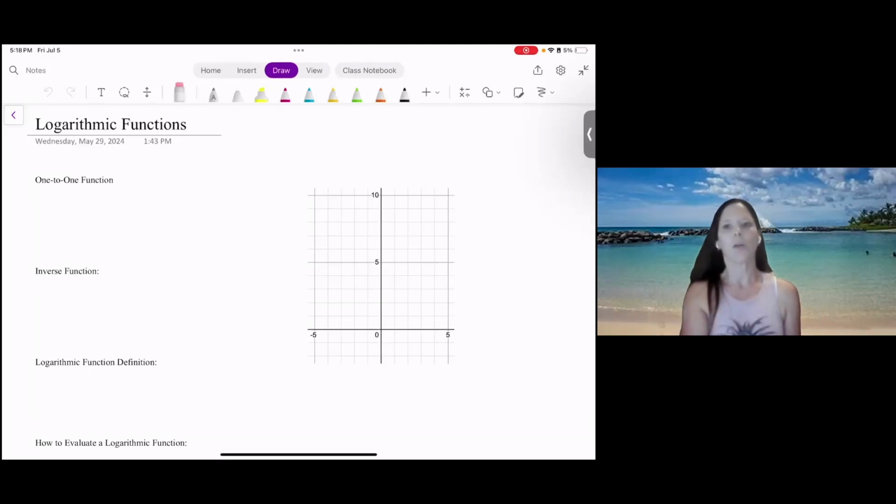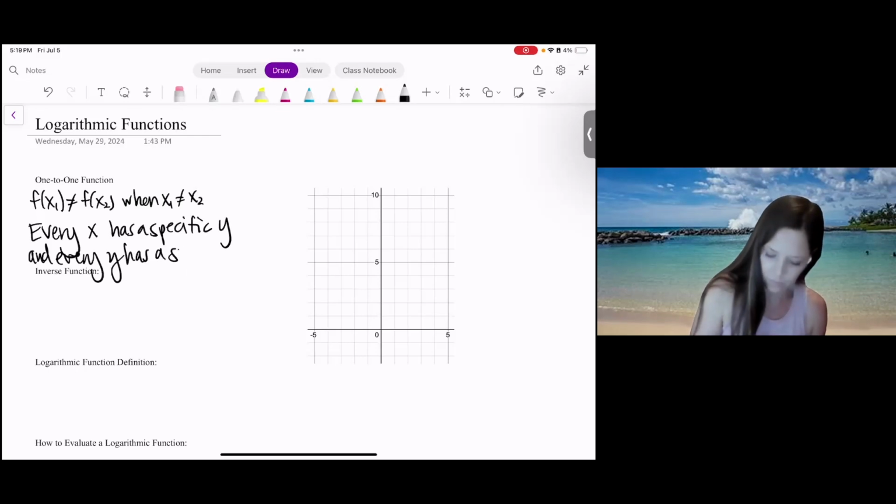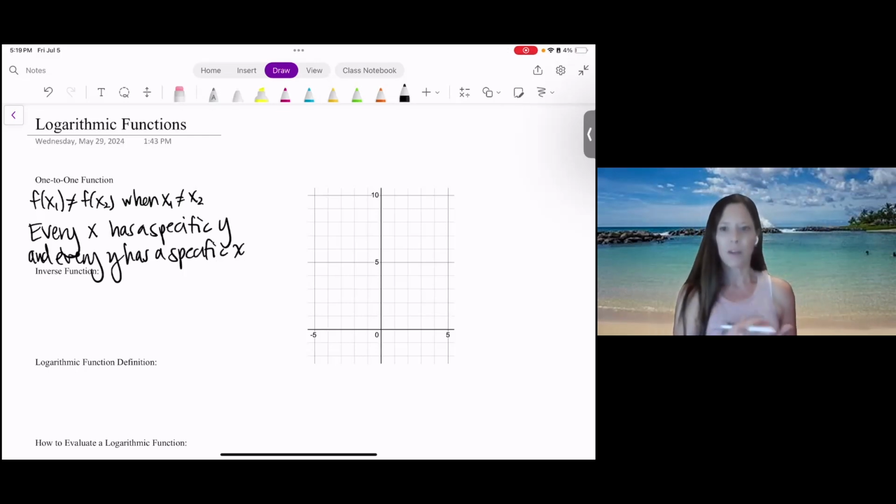And in order to really get an understanding of logarithmic functions, you need to understand one-to-one functions, inverse functions, and exponential functions. A one-to-one function is a function where every x takes on a specific y and every y takes on a specific x. There's no crossover. Remember, a function is where for every x, there's only one y, but this is also for every y, there's only one x. And a one-to-one function can be mapped, making sure that your x's and your y's are unique.